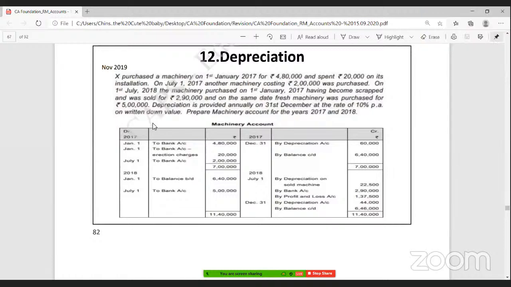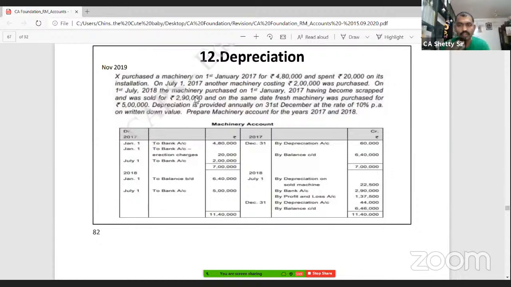Yes, sir. Read again. On 1st July 2018, the machinery purchased on 1st January 2017 has been scrapped and was sold for rupees 2,90,000, and on the same date, fresh machinery was purchased. So now you have sold that asset. A specific asset you have sold, the one purchased on 1st January. The 1st January asset is 5 lakh.